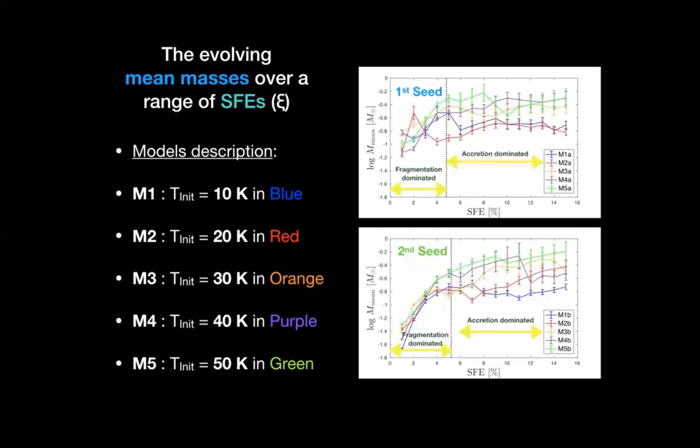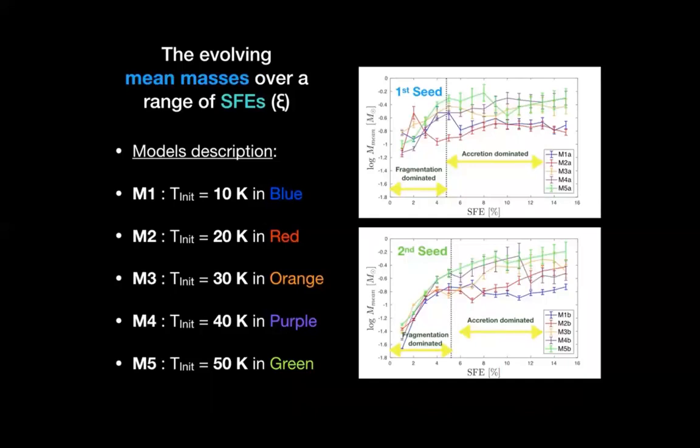Then we also analyze the mean masses. Here, some interesting trends are available. We see that when we reach a star formation efficiency of around 5%, we expect a transition from the fragmentation-dominated regime to the accretion-dominated regime. Within the fragmentation-dominated regime, which is the earliest part of the evolution, there is not a real trend available for the mean masses. It's all over the place.